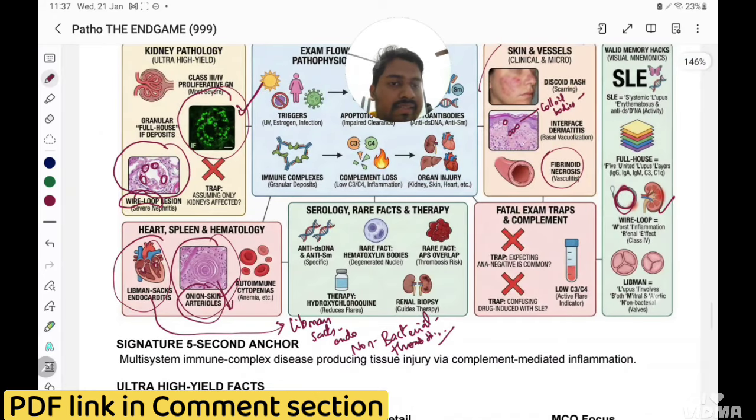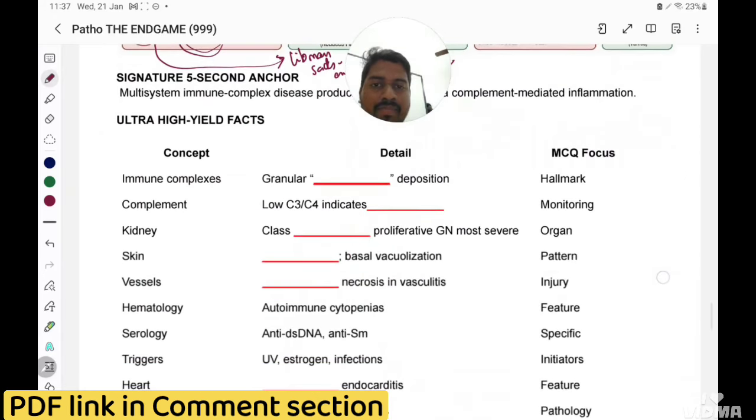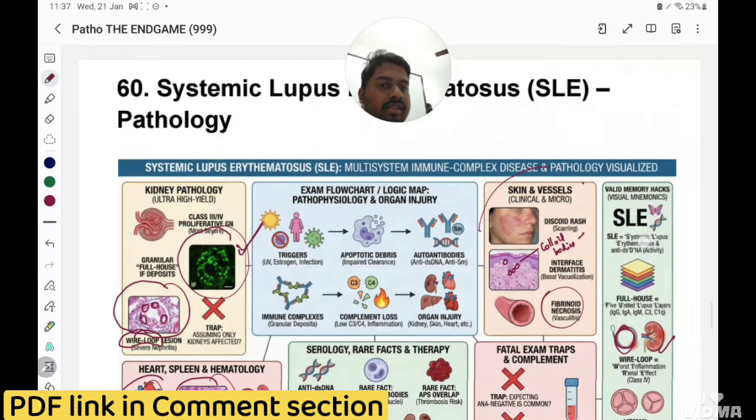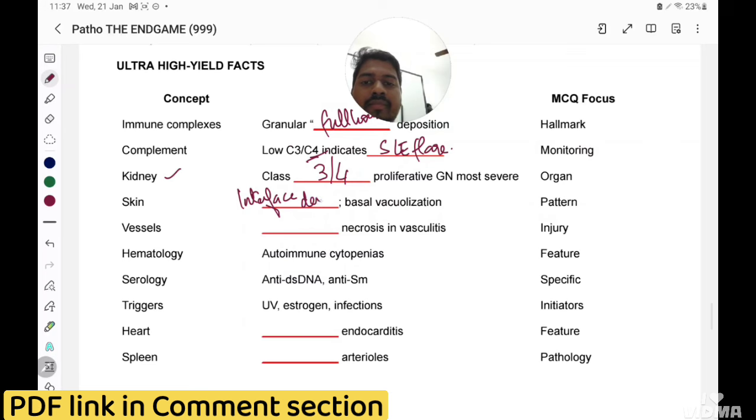I think the rest of the things I have discussed already, so we'll go to the questions. Granular full house deposition is seen. Low C3, C4 indicates acute SLE flare, meaning acute SLE disease activity. In kidney, class 3 and 4 proliferative glomerulonephritis is most severe. In skin, what do you see? You'll see interface dermatitis.